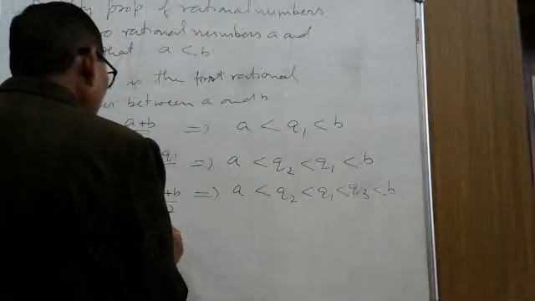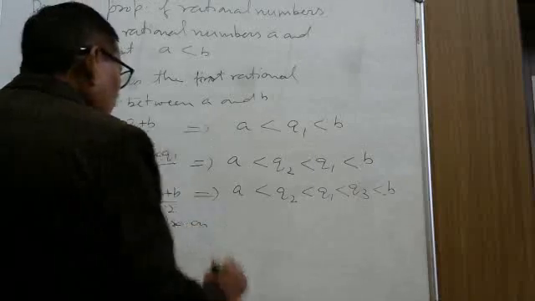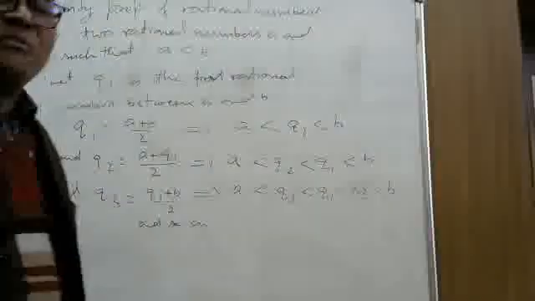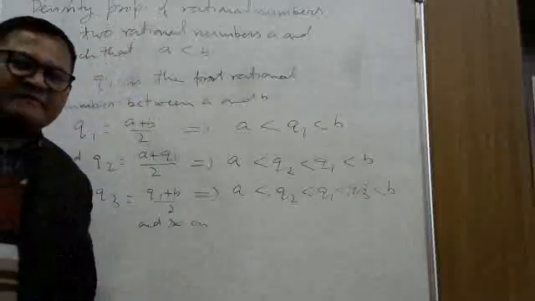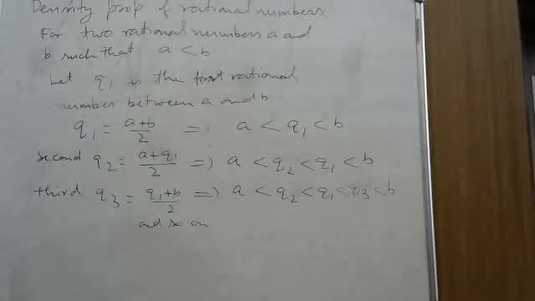Students, this kind of property is known as the density property of the rational numbers. I have discussed this with you with the example. Now, this is your first method.